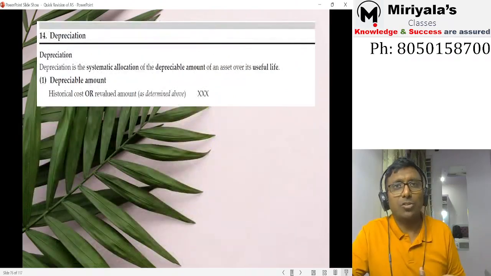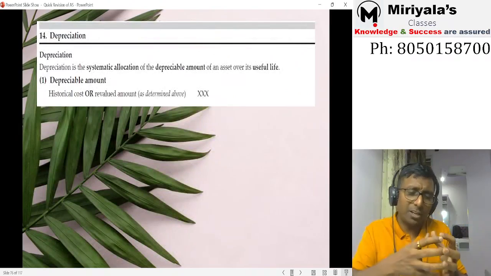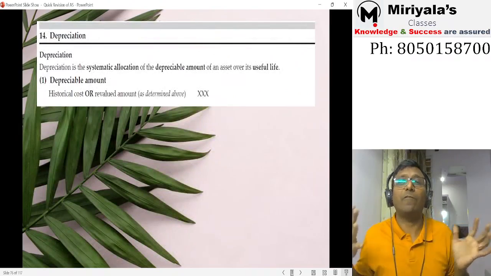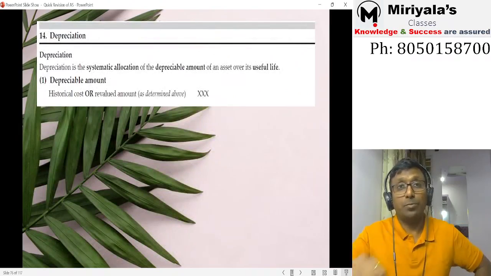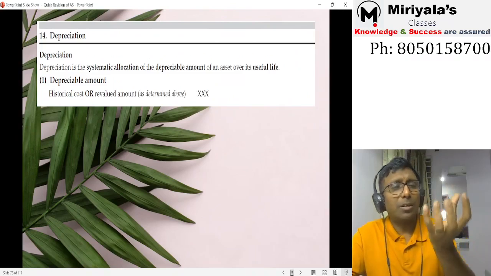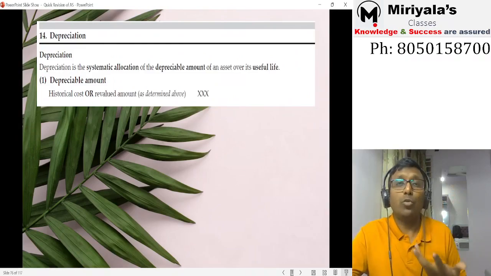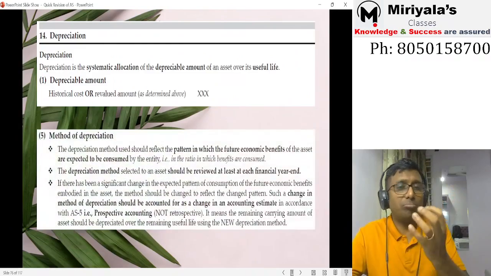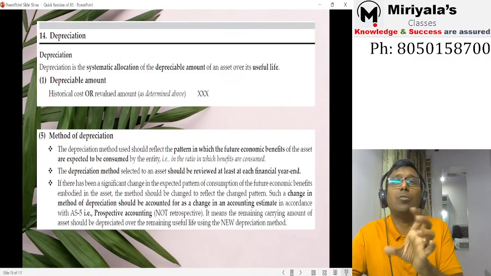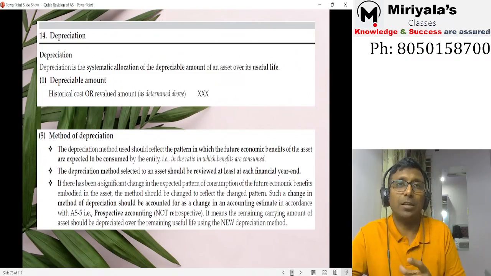What is depreciation? Depreciation is a systematic allocation of the depreciable amount over the life of the asset. What is depreciable amount? That is nothing but cost or revalued amount minus any residual value. You are supposed to depreciate the depreciable amount over the life of the asset. Which method should I follow? Any method, but is it my choice? No, it is not your choice.